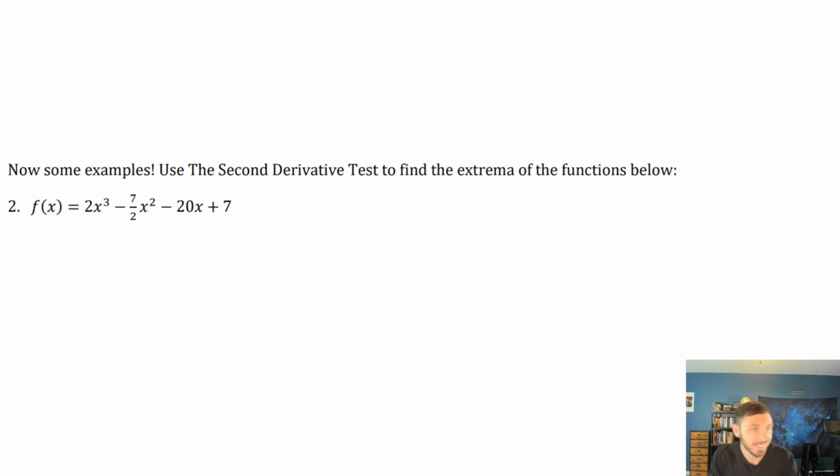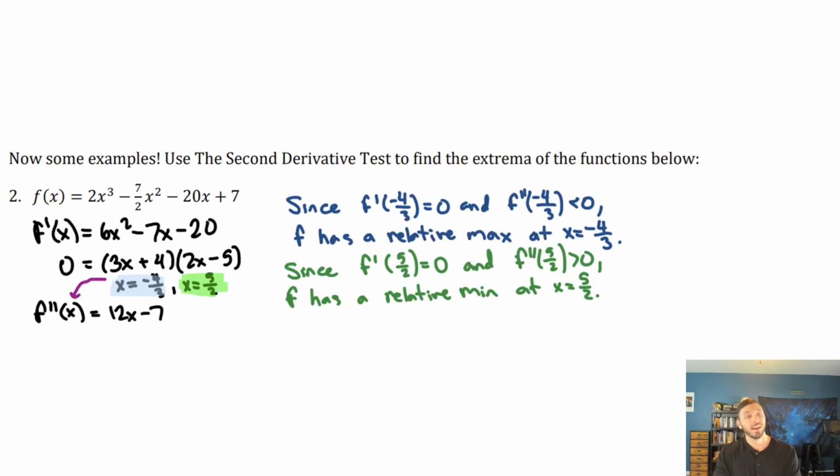I'm going to do this one. All right. First derivative set to 0. We get these 2 points. We had to do some gross factoring. All right. We plug them both into F double prime. At least it's an easy second derivative. We end up seeing that if you plug in -4/3, that is a negative number. So that would be concave down, which is a max. And if you plug in 5/2, that's a positive number for the output. And that's going to be concave up, so it's a min.